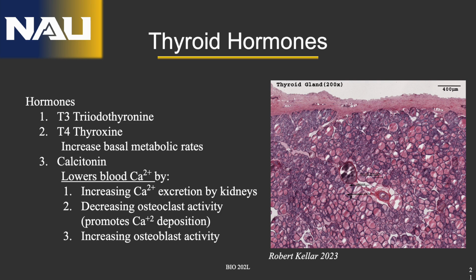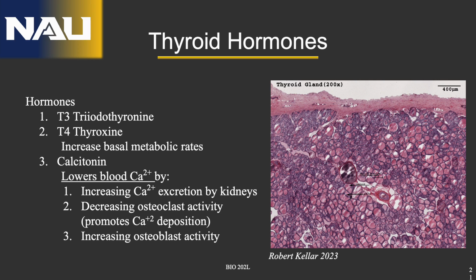Next, let's talk about the thyroid hormones. The thyroid gland is huge in the endocrine system, and there are two hormones, T3 and T4, which you can just call T3 and T4 because pronouncing triiodothyronine and thyroxine is a little challenging. Increased basal metabolic rate is associated with both T3 and T4.